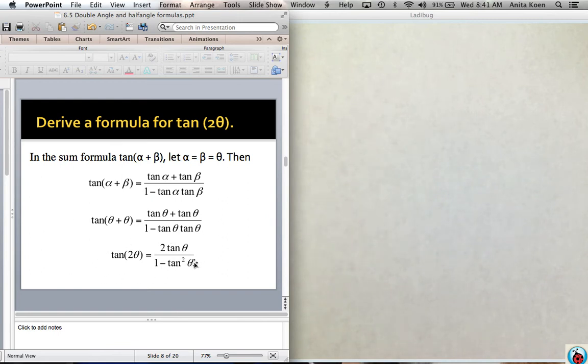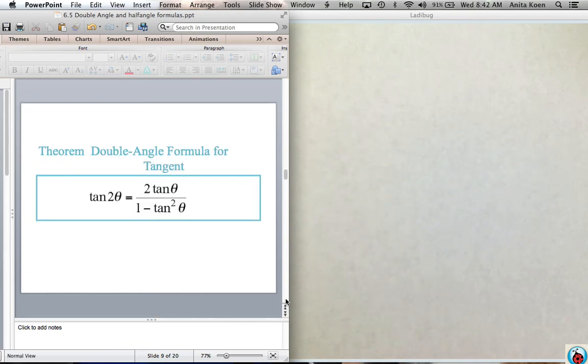So here is your formula for the tangent of 2 theta. This is your double angle formula for tangent. Okay, so there it is. Double angle formula for tangent.